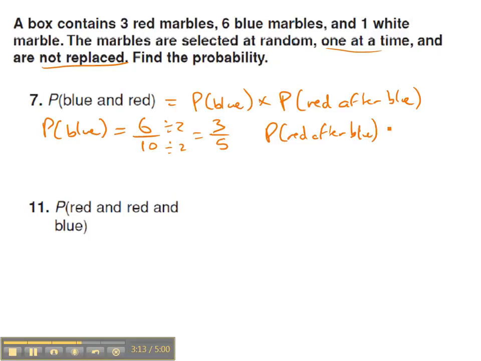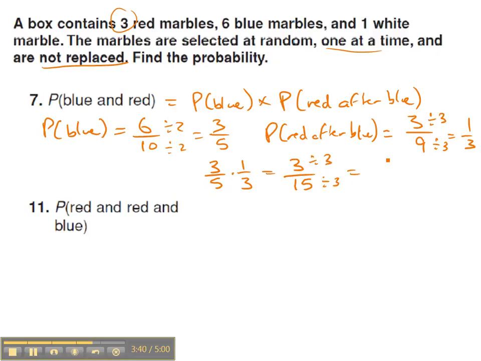Probability of red after blue: after we pull that blue marble, how many red marbles remain? Well, we didn't pull a red marble, so there's still 3 red marbles. But how many total marbles are there now? There are no longer 10, now there are 9. And then if we divide by 3, we get 1/3. And then you multiply those 2 fractions together. 3/5 times 1/3, top times top, 3 times 1 is 3. Bottom times bottom, 5 times 3 is 15. Divide by 3 to simplify. You get 1/5. Or we could have cross-simplified right here, dividing by a common factor of 3.